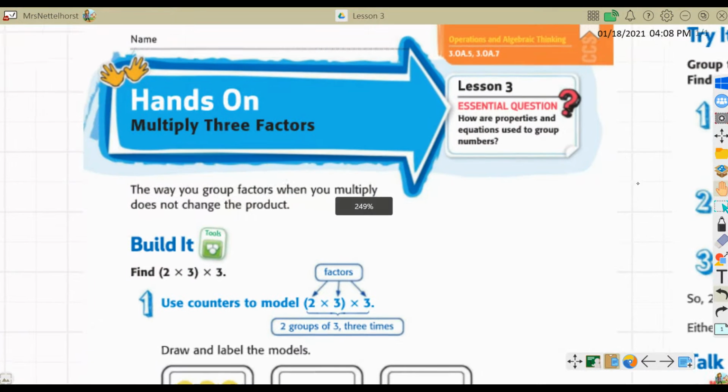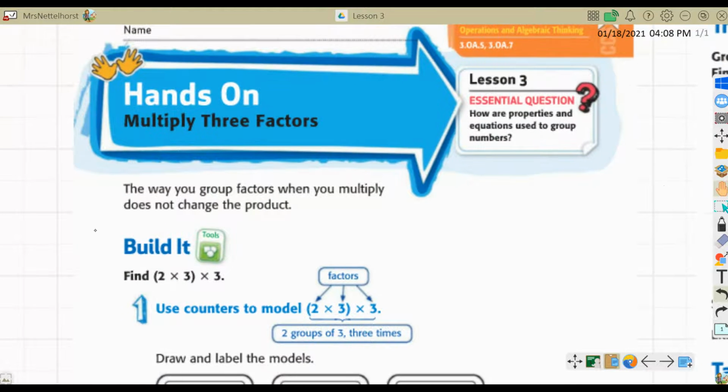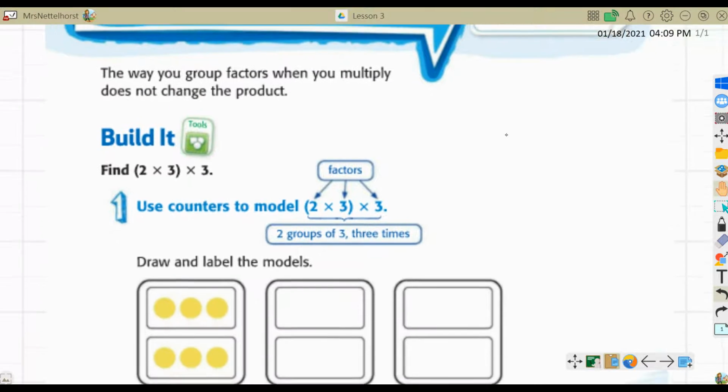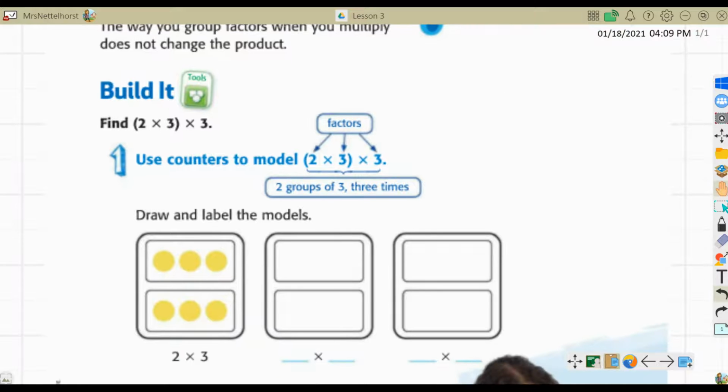So on page 513, we are learning to multiply three factors. The way you group factors when you multiply does not change the product, and I'm going to show you how that works. First, we are going to build it. So we're going to find 2 times 3 times 3. We're going to use counters to model 2 times 3 times 3. It's really read 2 groups of 3, 3 times.